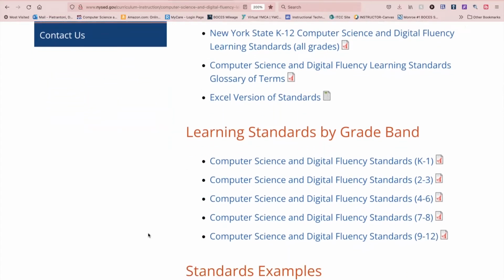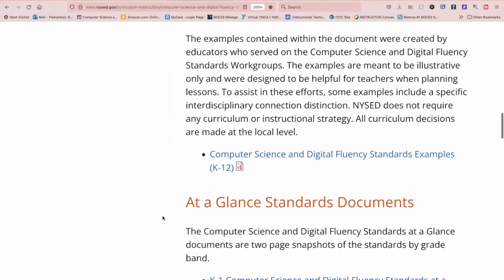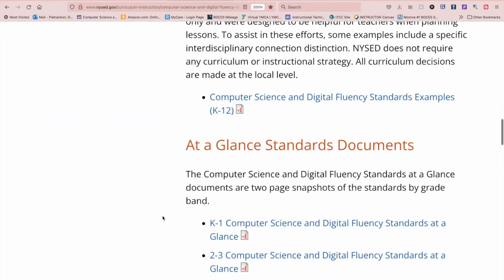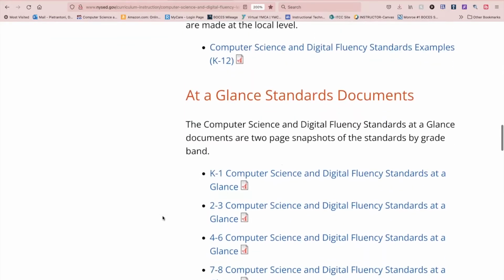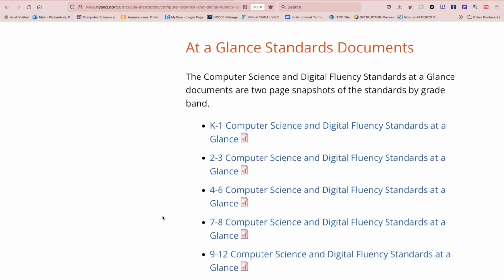As an educator, you can go right to your grade band and download learning standards by grade band. You also have access to some examples. There are some great examples there for all K through 12 curricular areas, as well as for all the standards. And some of the standards have multiple examples. And then there's the standards at a glance document.